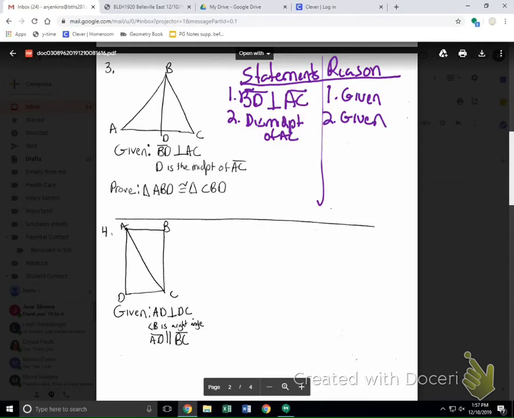Okay, so now we're going to build off of our first one, the fact that it's perpendicular. What follows it being perpendicular? Perpendicular lines form right angles. So our next step is to tell that we have right angles. So angle ADB and angle CDB are right angles. And we know this because perpendicular lines form right angles.